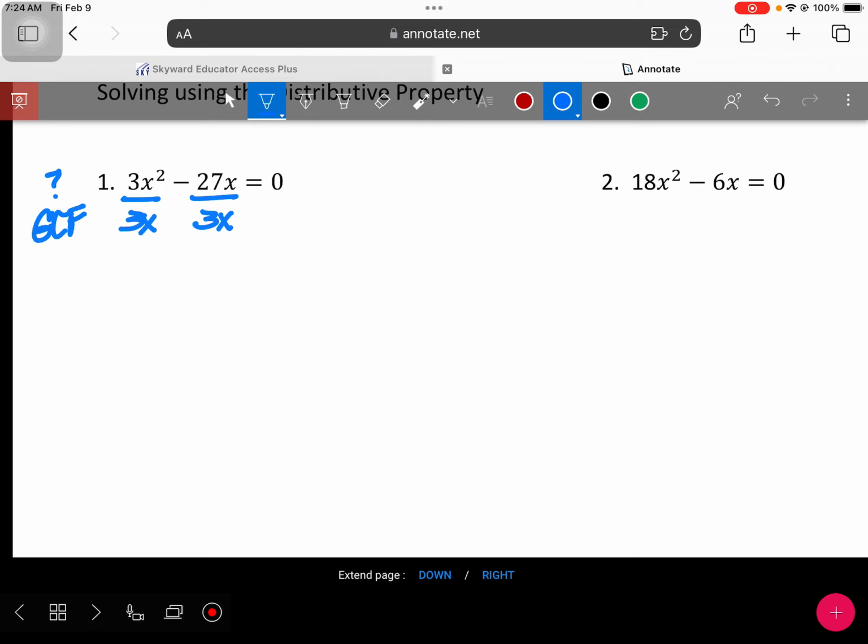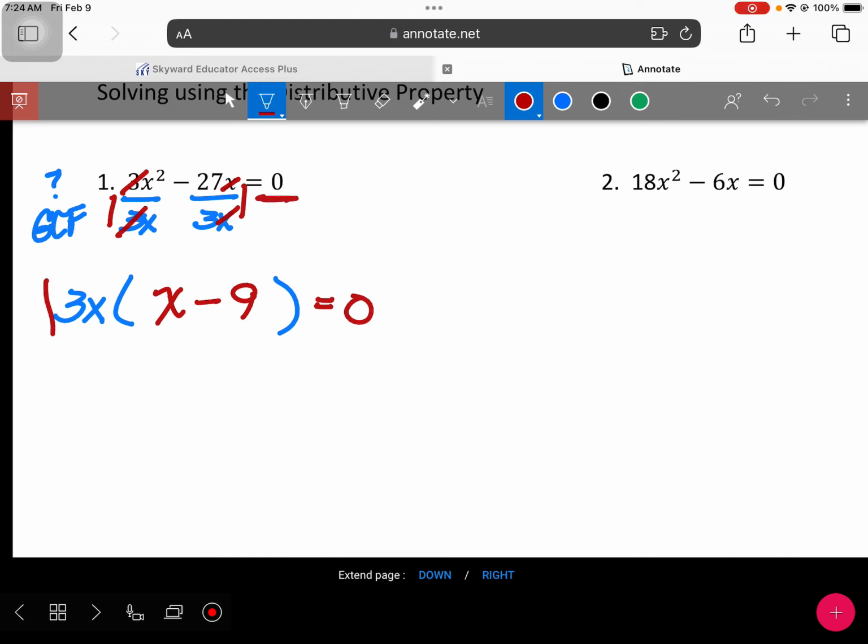That 3x is a factor. It is your greatest common factor. So you need to put that out front. 3 divided by 3 simplifies to 1. X squared divided by x gives me what? x. Minus 27 divided by 3 is 9, and x divided by x simplifies to be 1. Equals 0. Remember, it is equal to 0.